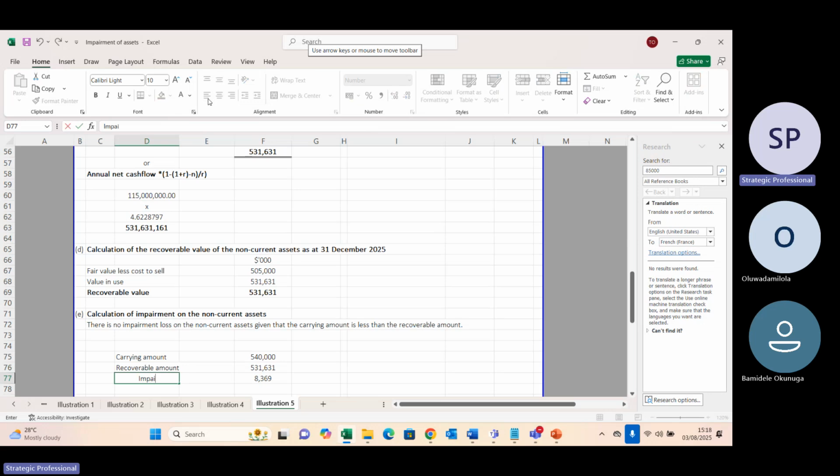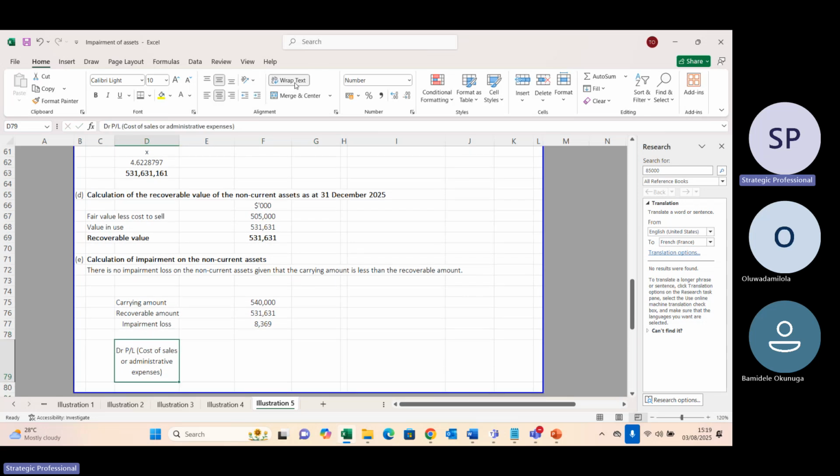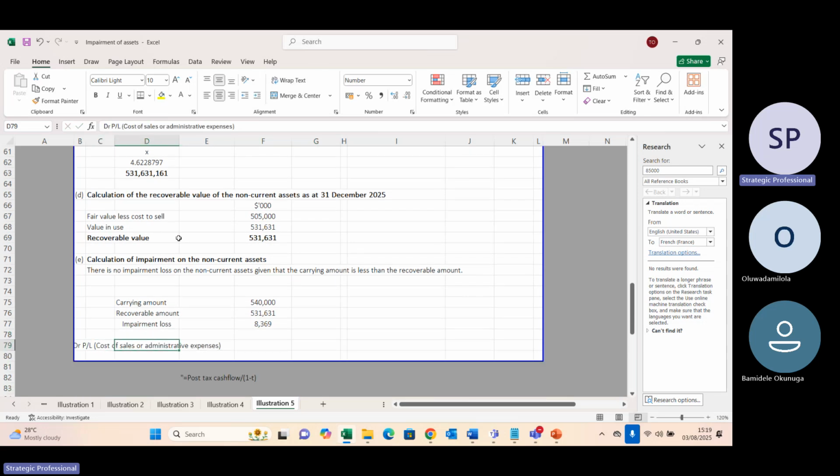So the impairment loss, there will be impairment here. The reason why there's impairment here is because the carrying amount is more than the recoverable amount. That's why there's impairment here. And the accounting entry in this scenario would be debit P or L. It can either be cost of sales or administrative expenses. It depends on the asset we're talking of. If the asset that was impaired is related to your production, it will go to cost of sales in your P&L.